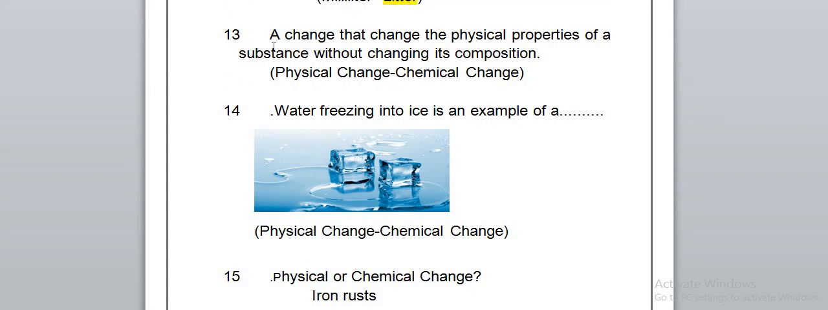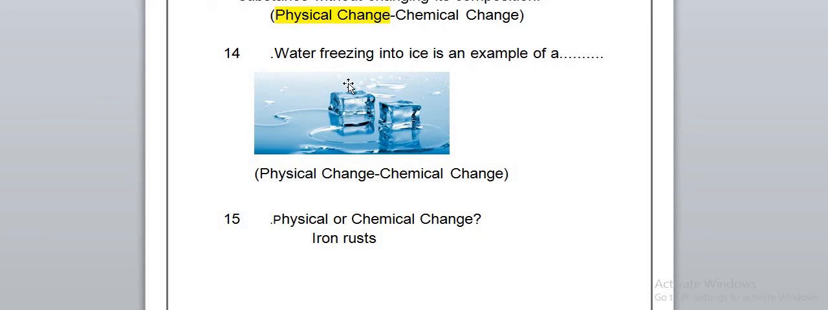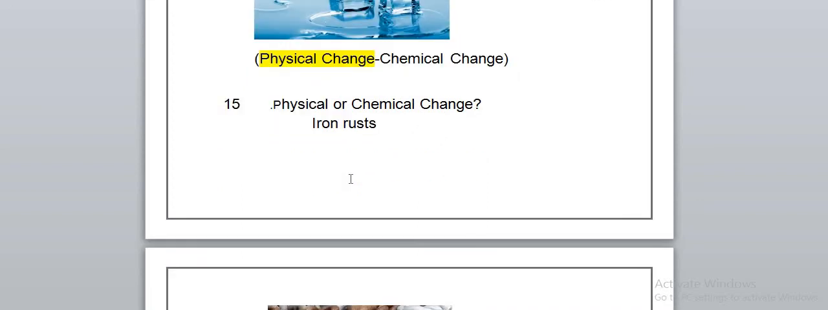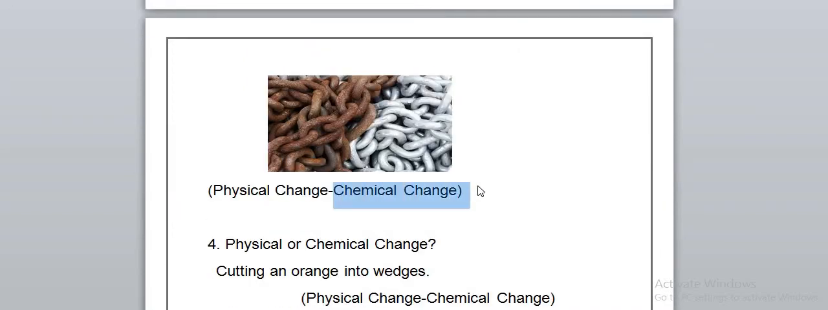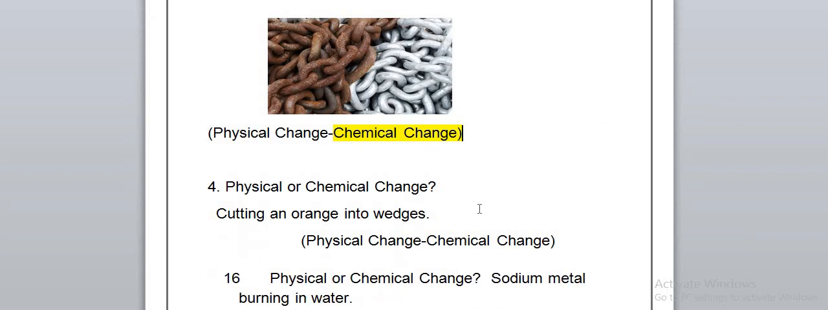So question number 13, a change that changes the physical property without changing its chemical composition. Of course this will be a physical change. To know, the physical changes are 4: freezing, melting, evaporation, condensation. And chemical changes are like burning, baking and cooking, and rusting of iron and so on. So water freezing is an example of a physical change, of course. Physical or chemical? Iron rust, of course iron rust will be a chemical change. I have said it to you just a second ago.